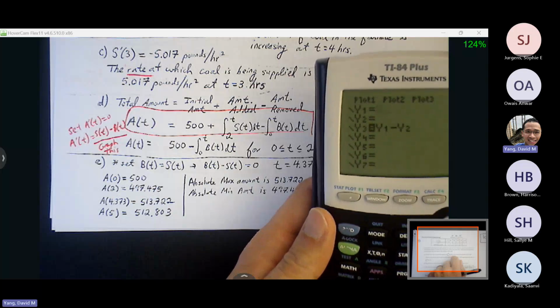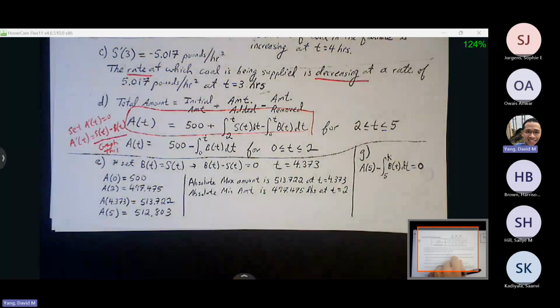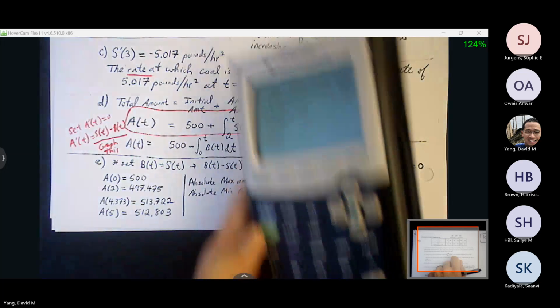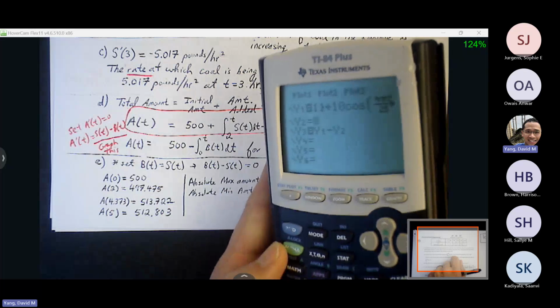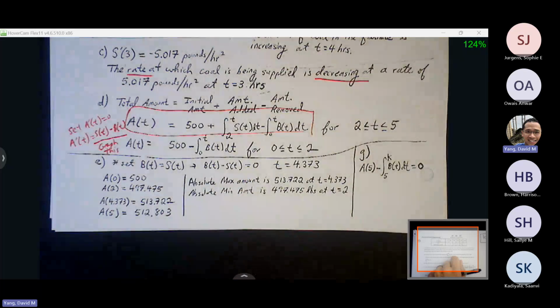So S of T, I'll put under Y1. I put S of T under Y1. Under Y2, I'll put B of T, 8 sine of t over 2 pi.